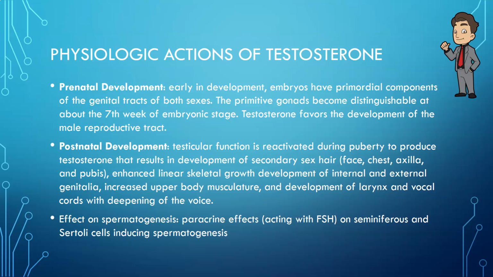So in prenatal development, early in development, as we looked at, just 6-7 weeks and early on, embryos have those primordial components of the genital tracts of both sexes. And the primitive gonad starts to become distinguishable at about the 7th week of embryonic stage, and the testosterone in prenatal development will favor the development of the male reproductive tract. So as long as a male baby can produce enough testosterone, then that development will happen.